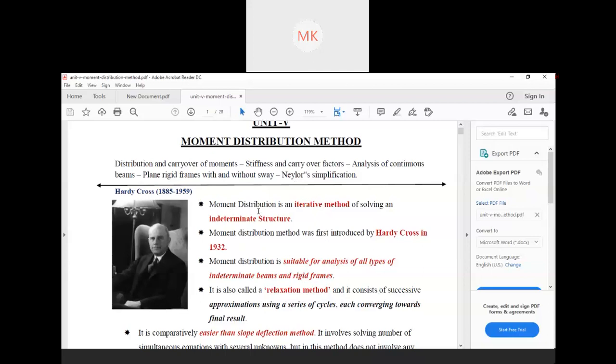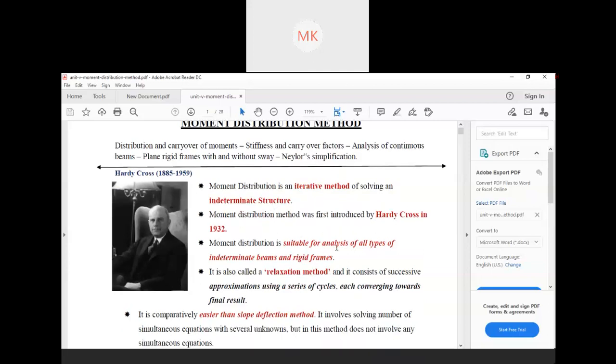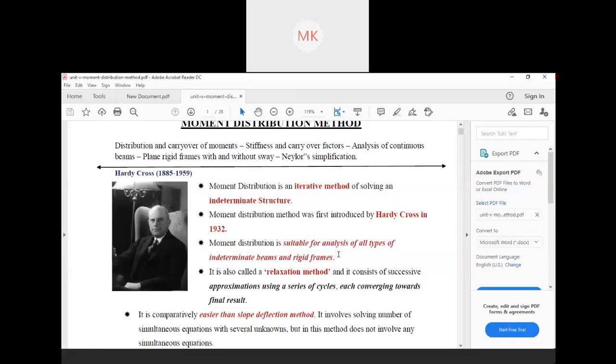So moment distribution is an iterative method of solving an indeterminate structure. Moment distribution method was first introduced by Hardy Cross in 1932. Moment distribution is suitable for analysis of all types of indeterminate beams and rigid frames. So we can use this for frames also when we are analyzing a building.